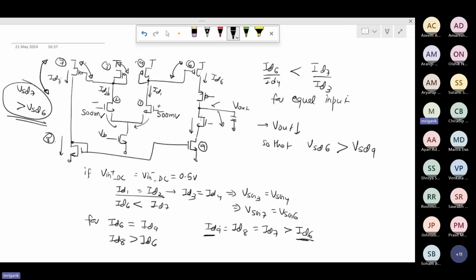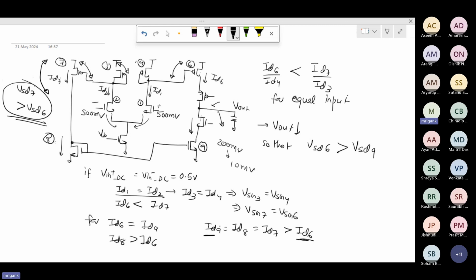That's why initially, when we apply the same DC voltage, the DC voltage is coming too low, 200 millivolts or something like that, even lower than that. What was the value? Sir, it was around 10 millivolts. 10 millivolts. So it was even lower. So the VSD of M9 is coming much lower. It is entering almost deep triode region, and current is reduced.